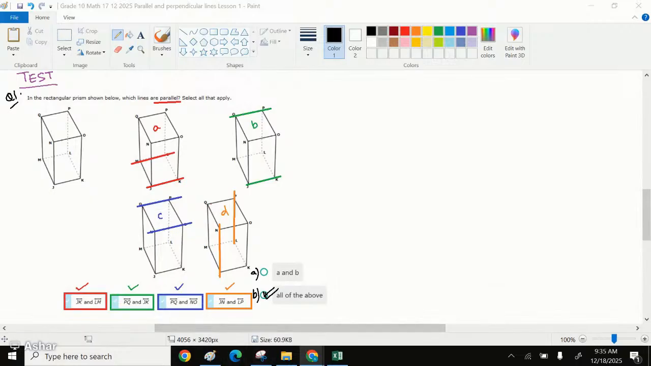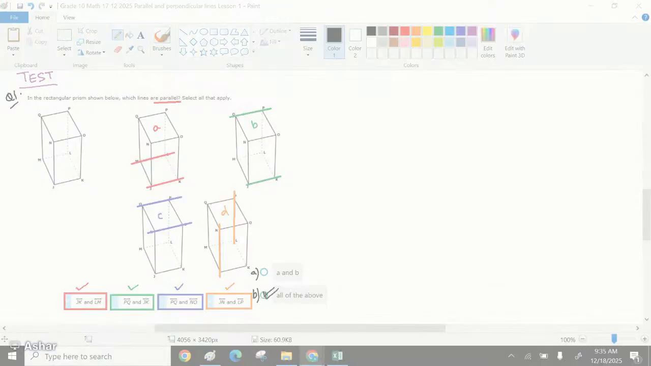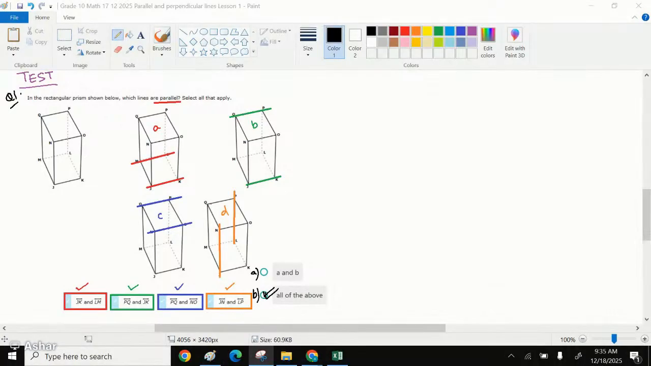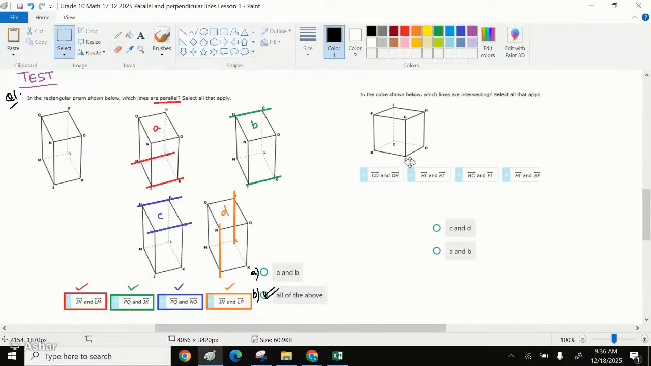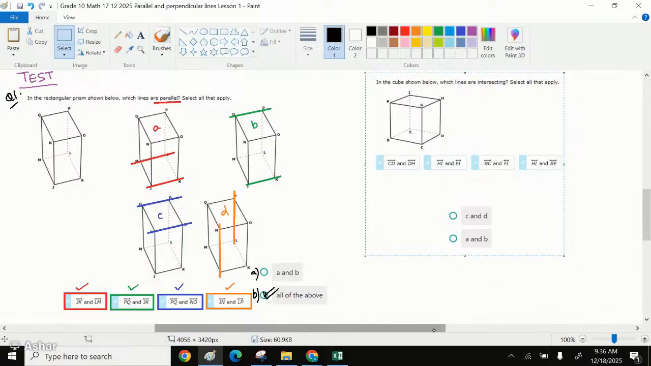In the test, let's do the second question. The second question says that in the cube, please do as many questions as you can so that you can have maximum practice. If you have maximum practice, then you will understand the concepts and you will not have any problems with it. This is question number 2 from the test.